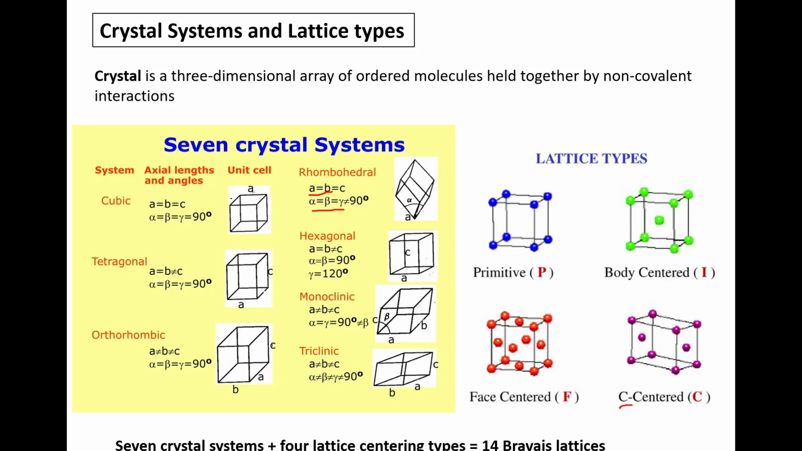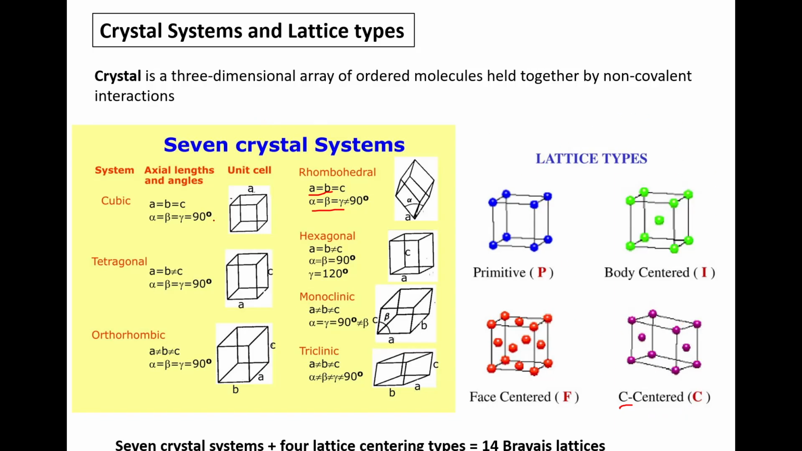If it is B centered, then these two atoms will be present in between the AC plane. If it is A centered, then it is in between the BC plane. Okay. So this is the way the different centered lattices are present. These are the different lattice types.